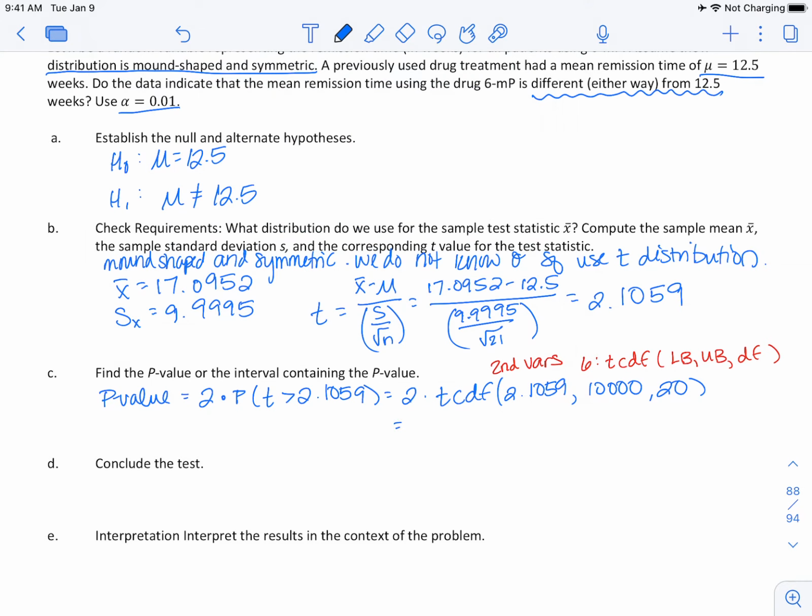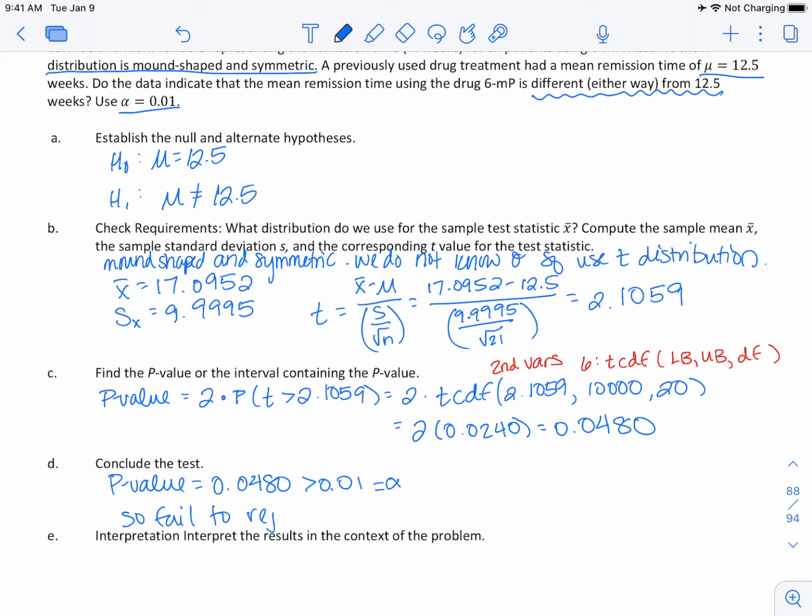Okay, so this gives us 2 times 0.0240, or if you did it in one step, you get 0.0480. Next, we have to conclude the test, meaning we compare our p-value to alpha. Our alpha from the problem is 0.01. So our p-value, 0.0480, is greater than 0.01, which is our alpha. So we fail to reject the null hypothesis.